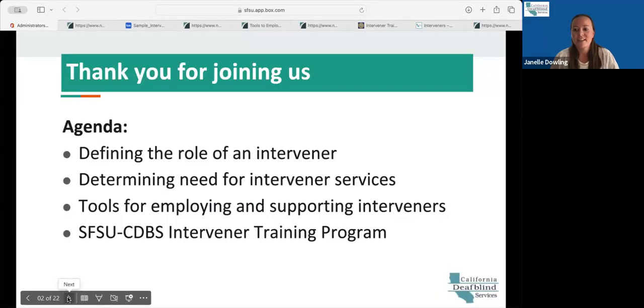So for our agenda today, Julie is going to share a lot of information with us and some great resources: defining the role of the intervenor, determining need for intervenor services, looking together at some tools for employing and supporting intervenors, and some resources in that area. And the San Francisco State University California Deafblind Services Intervenor Training Program is one of the programs that we're going to look at together for training intervenors.